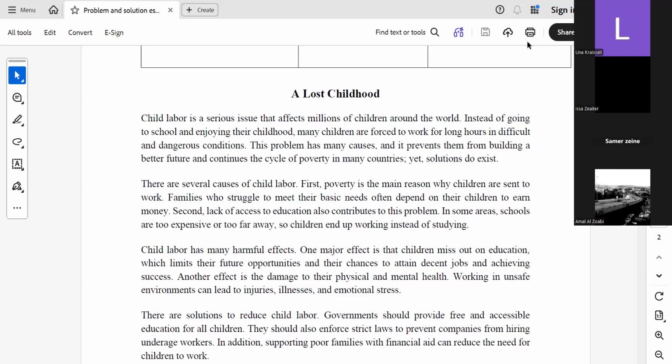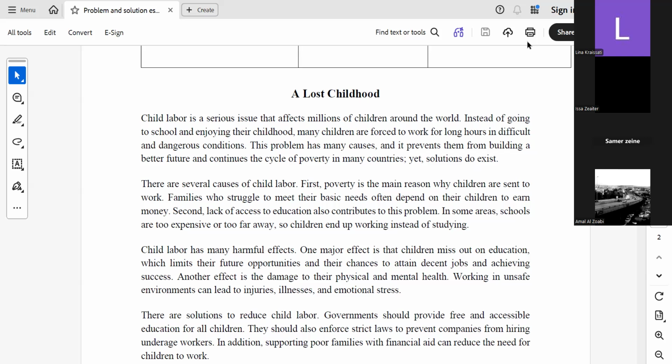But before that, we also need to mention the reasons why it's a problem. So guys, in other words, when you're writing a problem solution essay, it's not enough to mention the problem. You need to state its causes and effects before you suggest the solution.